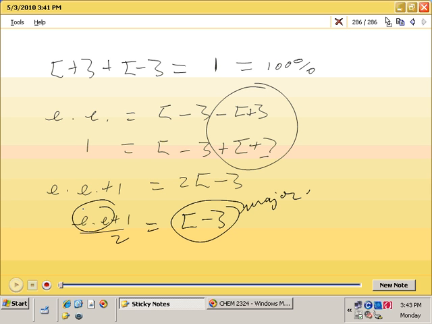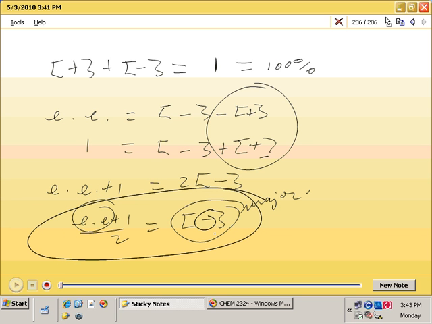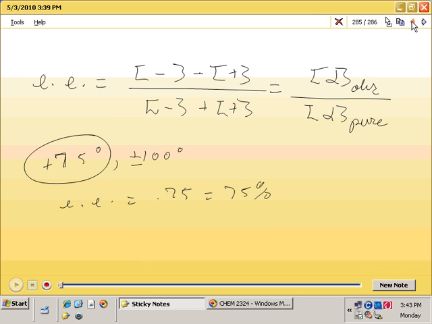So now let's apply this. Don't forget this formula right here. The concentration of the major enantiomer, don't worry whether it's plus or minus, is given by the enantiomeric excess plus 1 divided by 2. So let's go back to a problem that I was giving you. Now in this problem, it's actually different. I'm telling you the plus enantiomer is the one that's the major.